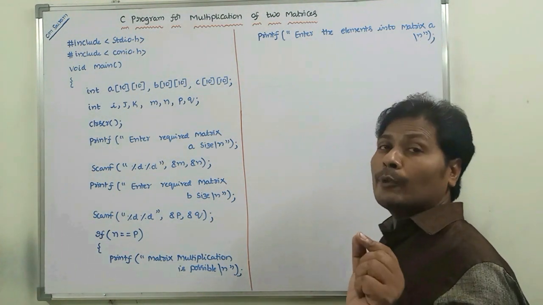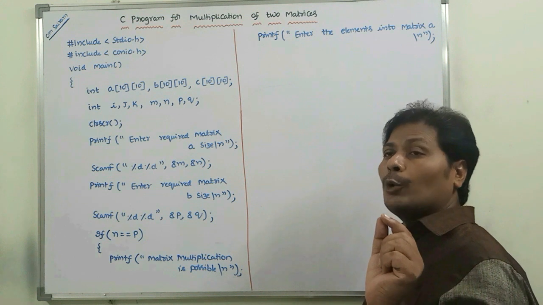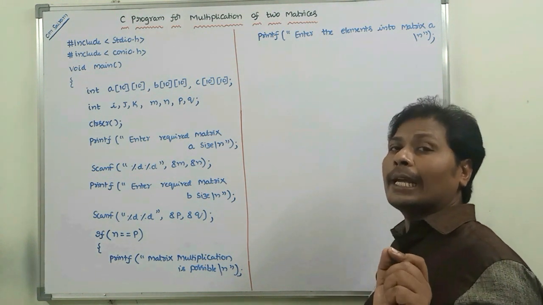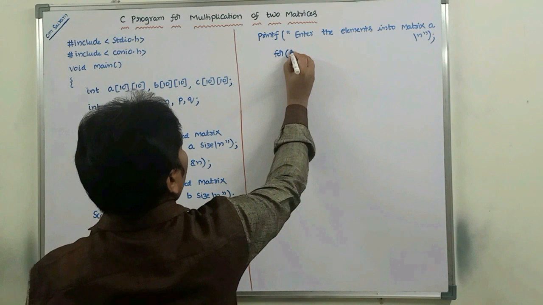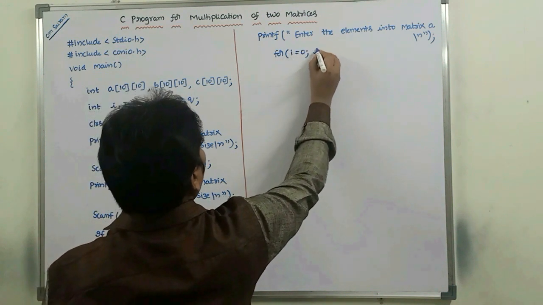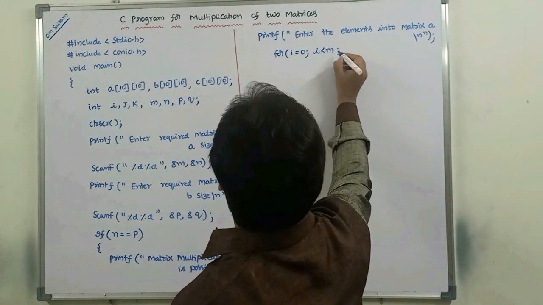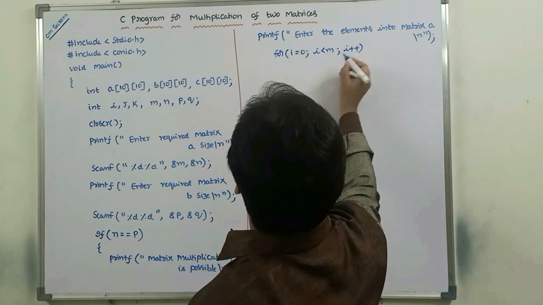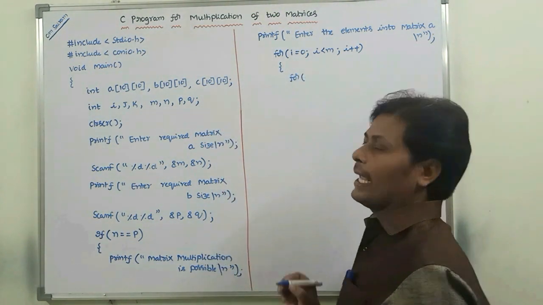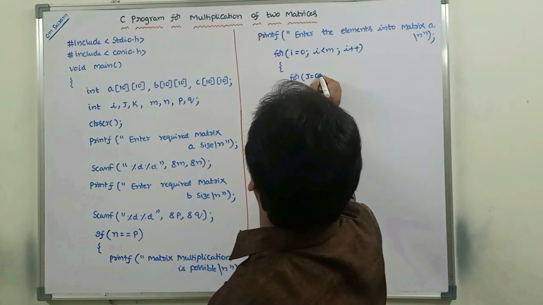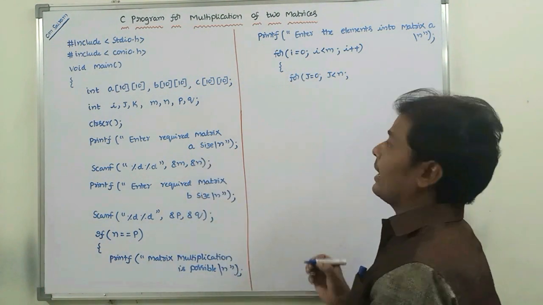We have to use two for loops for entering the elements into matrix A. The first for loop indicates the rows, the second for loop indicates the columns. For i is equal to 0, i less than m, where m is the row size of matrix A, i plus plus. Next, the for loop for columns in matrix A: j is equal to 0 semicolon, j less than n, where n is the columns of matrix A, j plus plus.